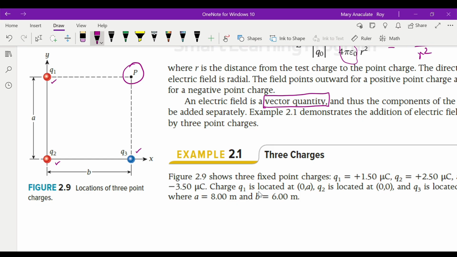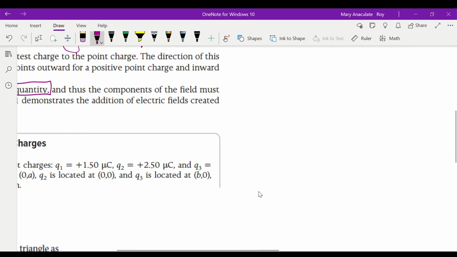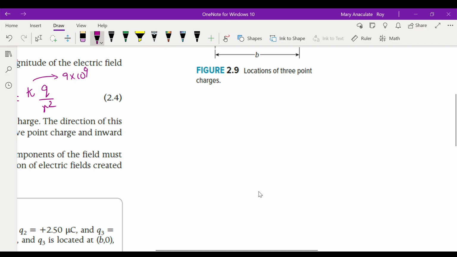In force we used repulsive force and attractive force to identify the direction, but for electric field we know that the field direction is outwards from positive and inwards for negative charge.